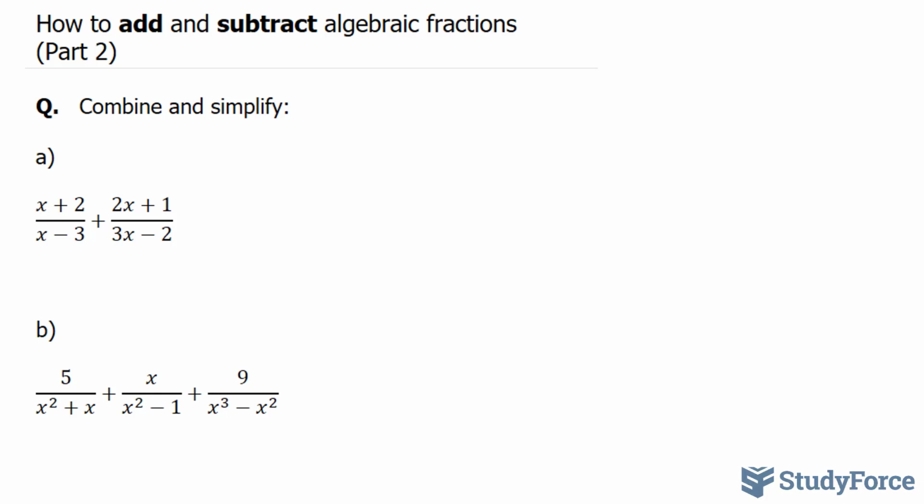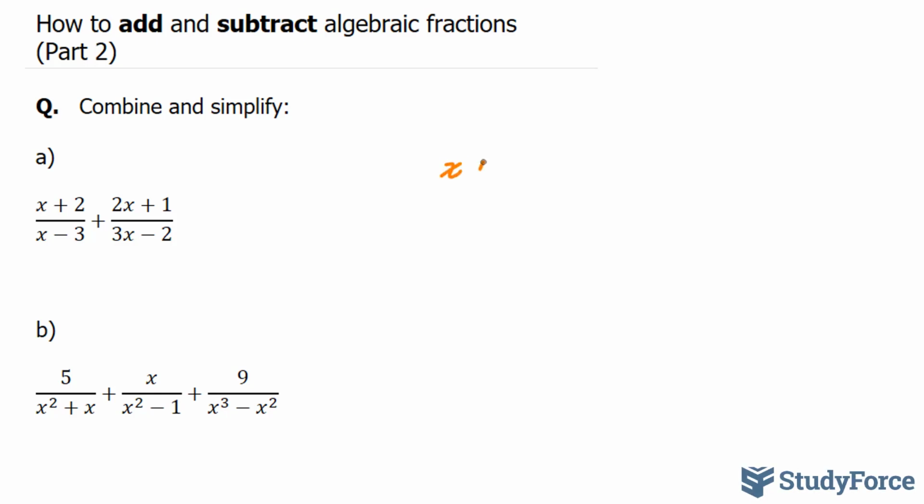To combine fractions, the denominators need to agree. They need to be the exact same so that the numerators can be added or subtracted. What I'll do is analyze these two denominators. Notice that this is x minus 3 and this is 3x minus 2. To make this the same as this, we multiply this denominator by 3x minus 2. And to make this the same as that, we multiply this by x minus 3. And what you do to the bottom, you have to do to the top of the fraction as well. So keep that in mind.